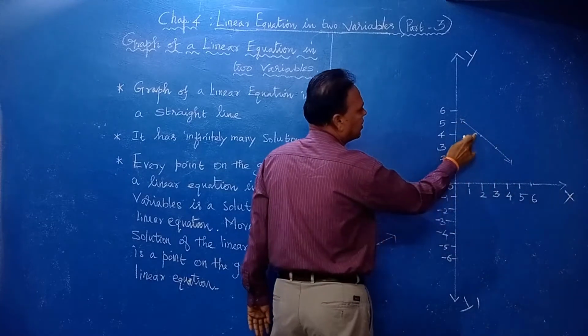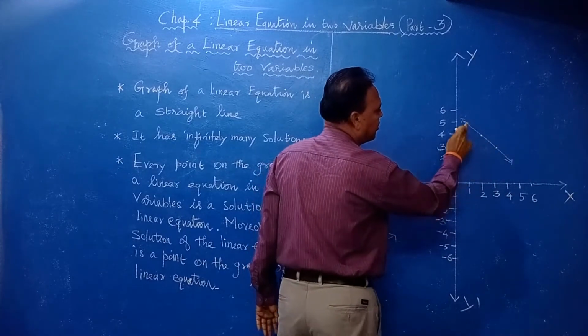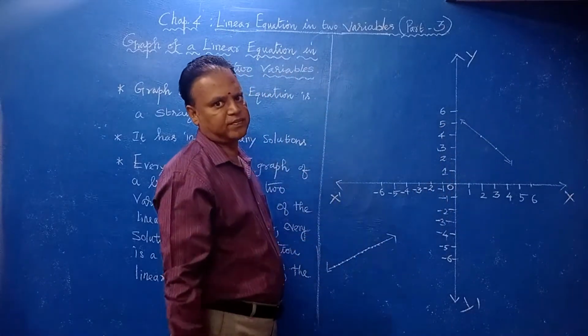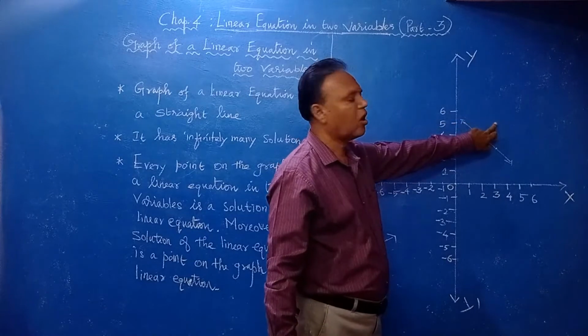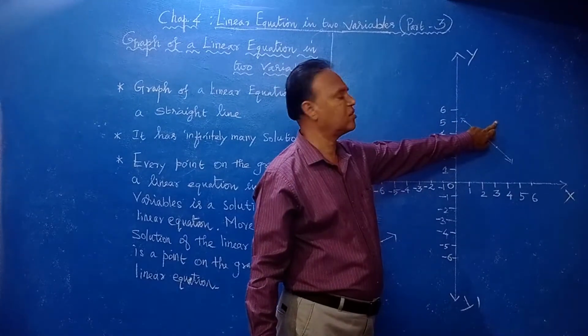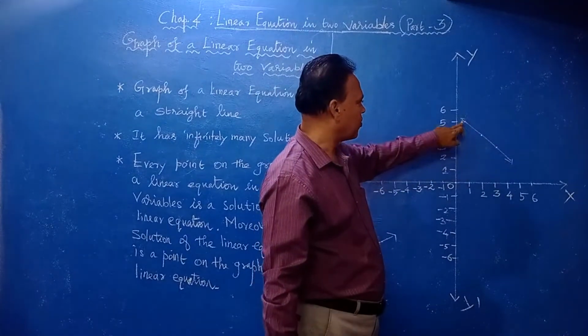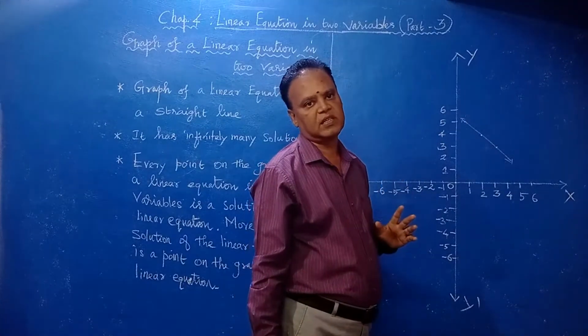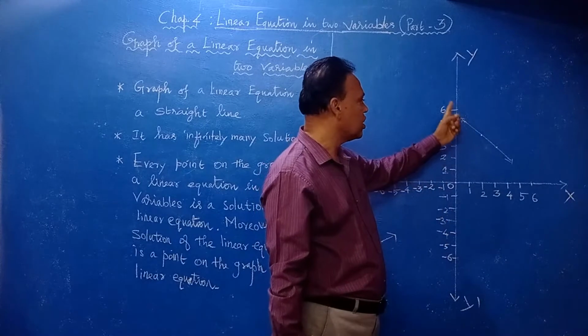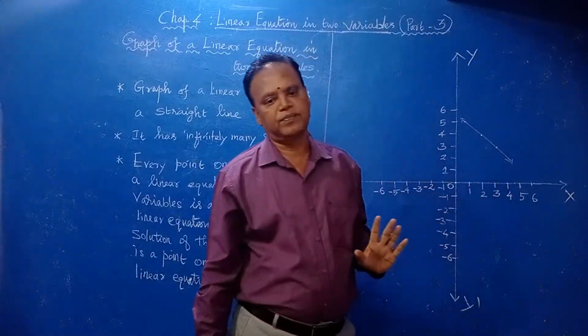Whatever point you are plotting, that point should satisfy the equation. If the point does not satisfy it, then it is not on the straight line. Clear? So the point should satisfy the equation. Solution means it should be satisfied. Then you plot and you will get a straight line.